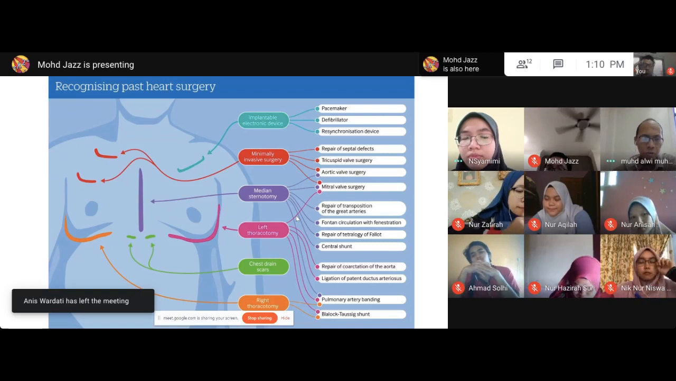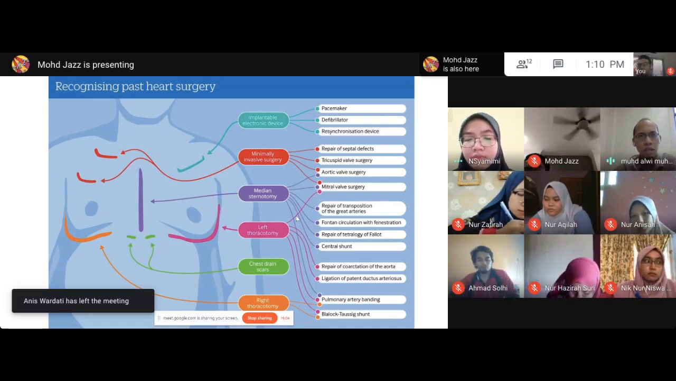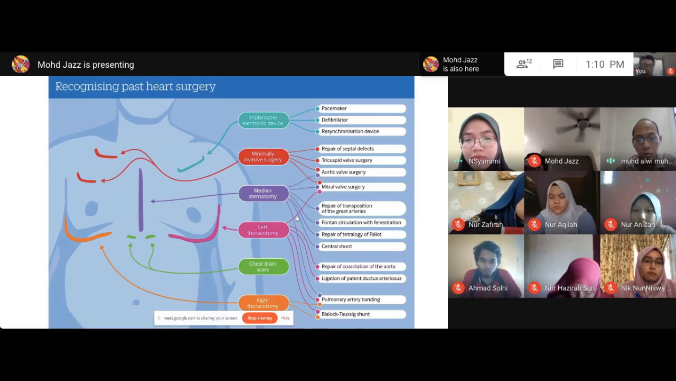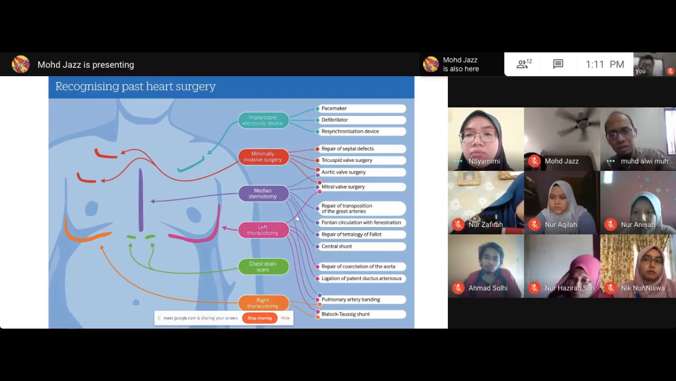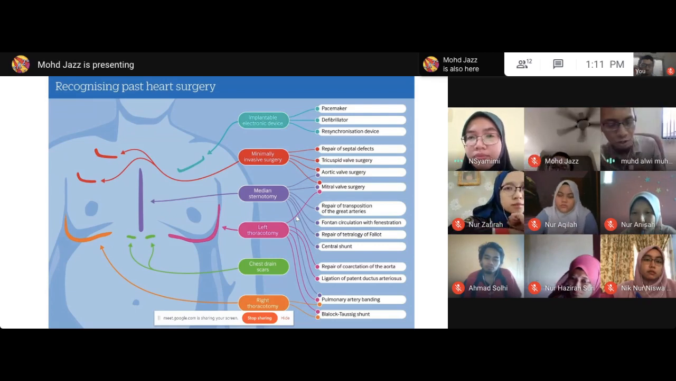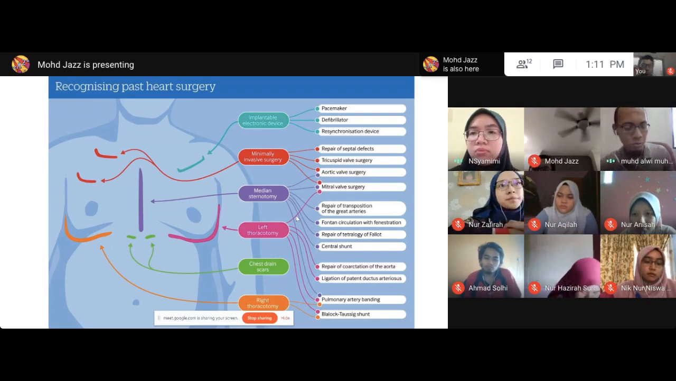Okay? But in the Malaysian situation, we are lacking centers to do it, and expertise. Apparently, cardiothoracic surgeon, pediatric cardiac surgeon is very interesting and very highly demanded. A career if you guys want to pursue.